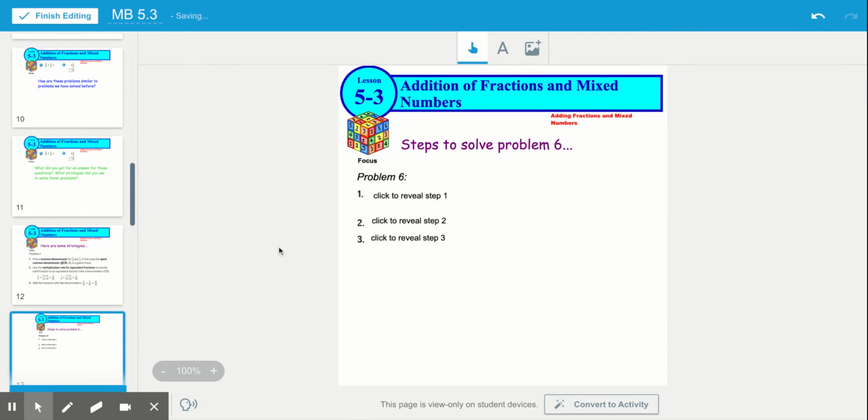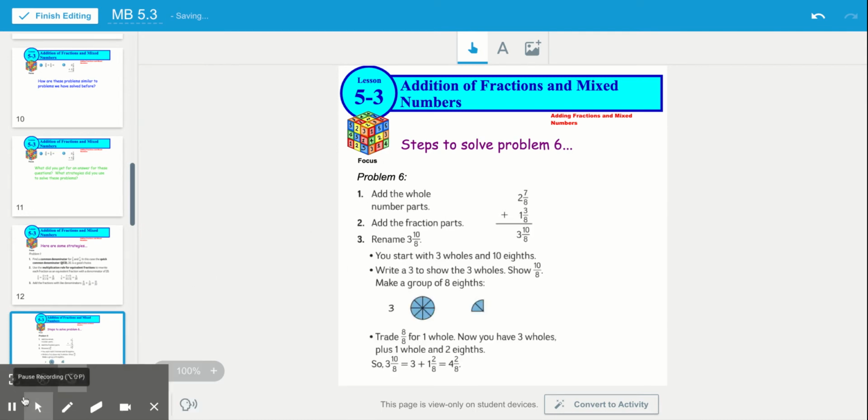Let's look at strategies for problem number 6. For problem number 6, the first step you would take is to add the whole number parts. You could take 2 plus 1. Then you're going to add the fraction parts, 7/8 plus 3/8. So in here you see you get 3 and 10/8. That's an improper mixed number.